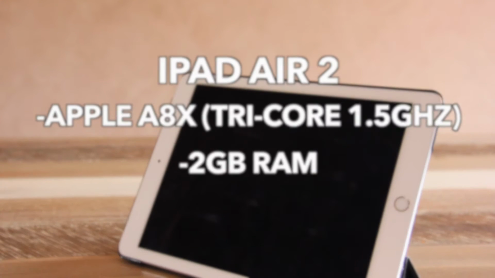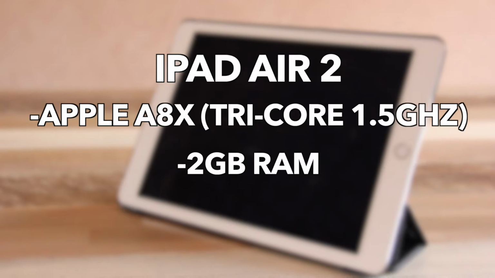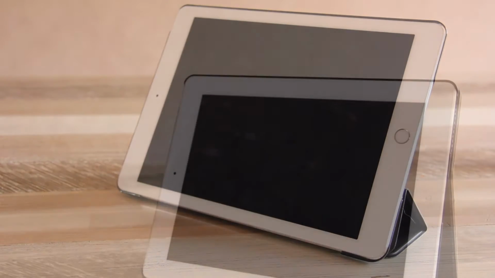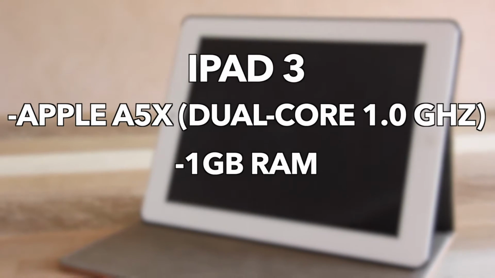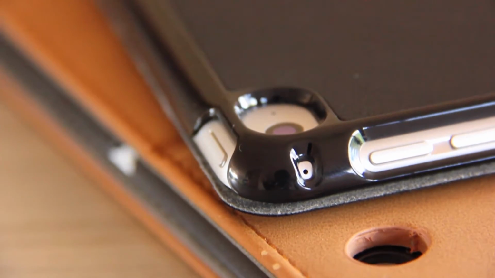In terms of specs, the iPad Air 2 is powered by the Apple A8X, which is a tri-core CPU clocked at 1.5 GHz. The iPad Air 2 also has 2 GB of RAM. On the other hand, the iPad 3 is powered by the dual-core 1 GHz A5X backed with 1 GB of RAM. When it comes to any sort of performance, it's very clear that the numbers make a very big difference. The iPad Air 2 is just so much faster.